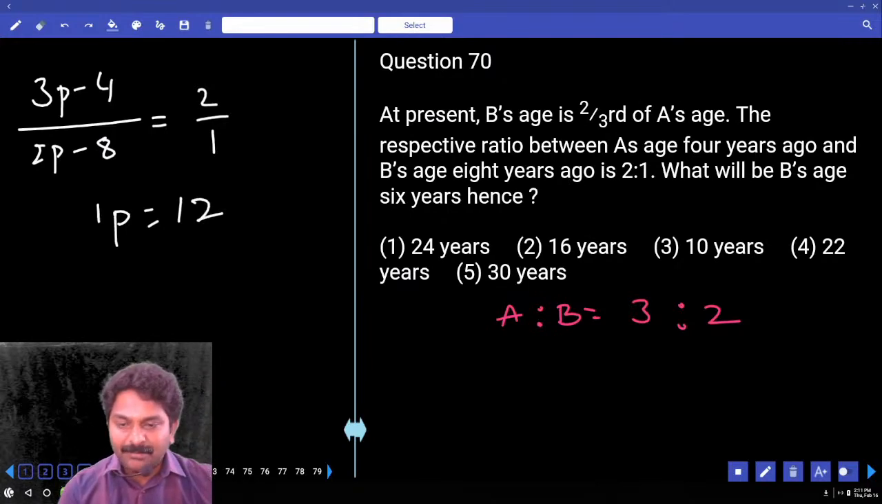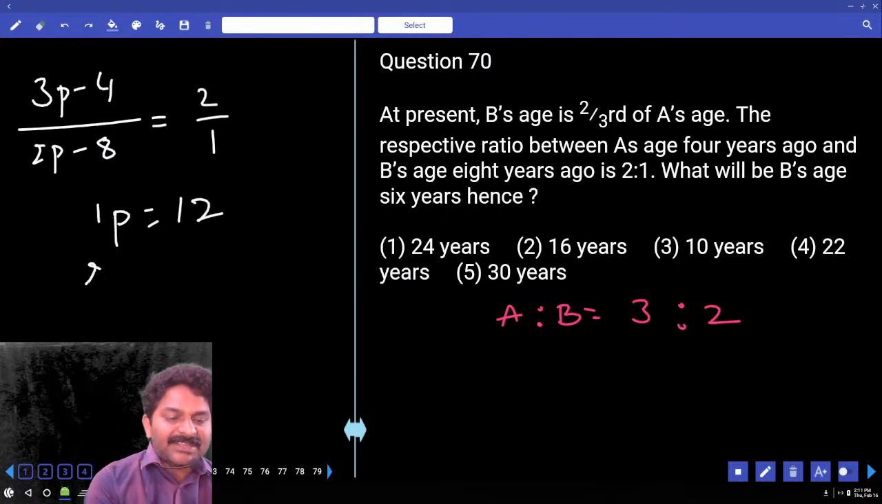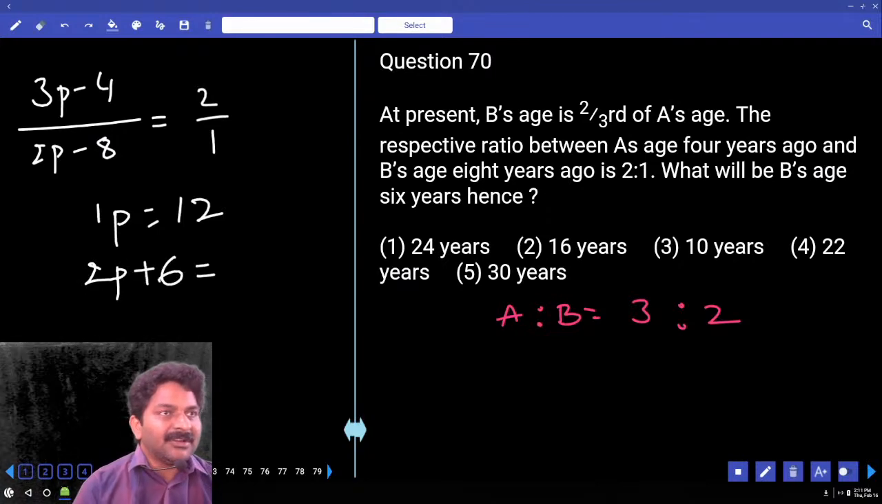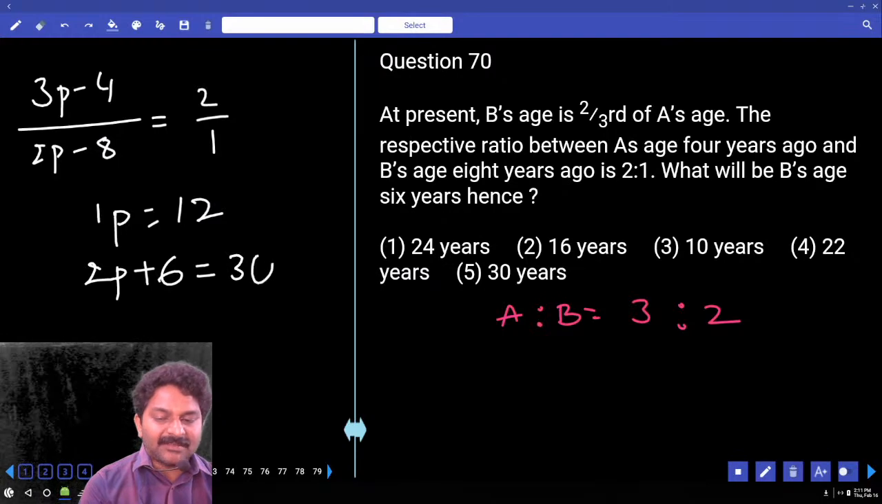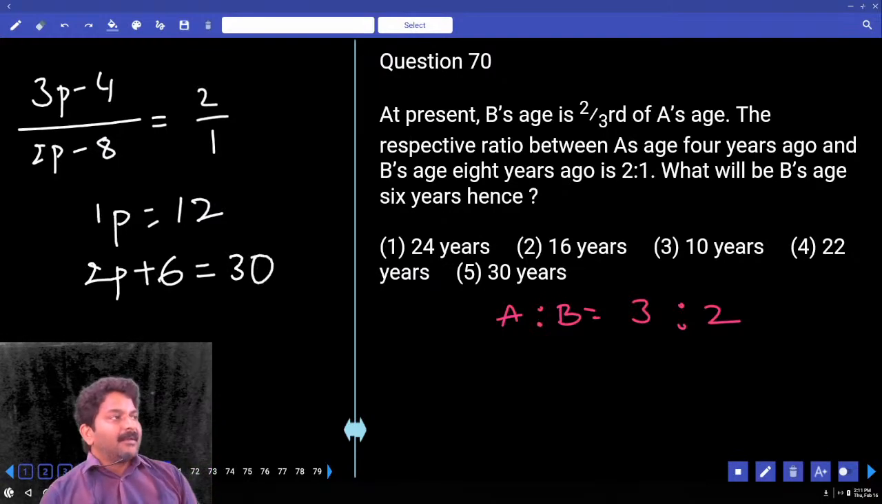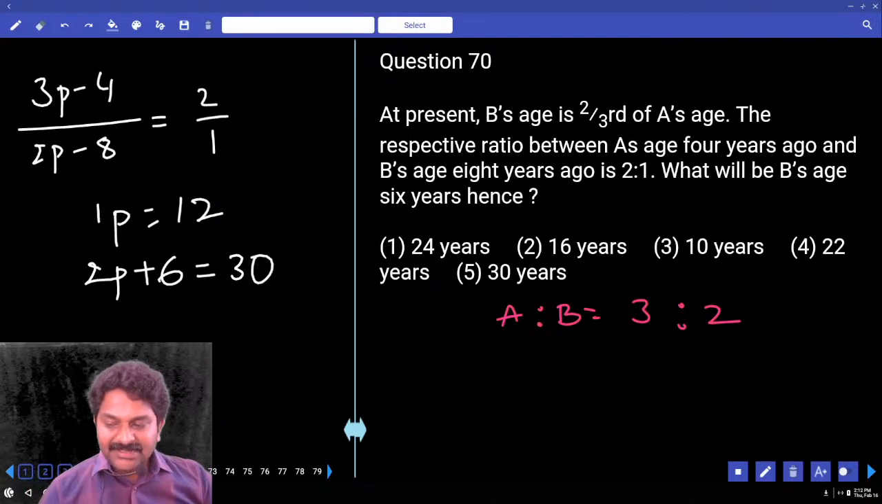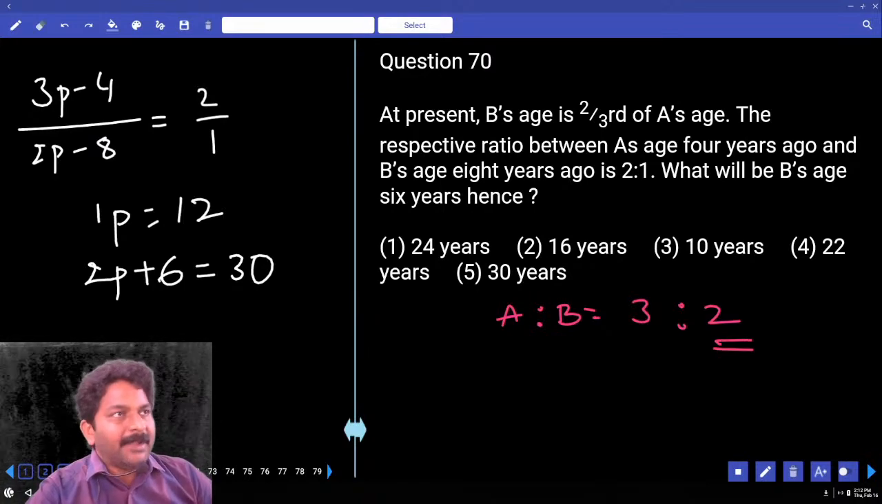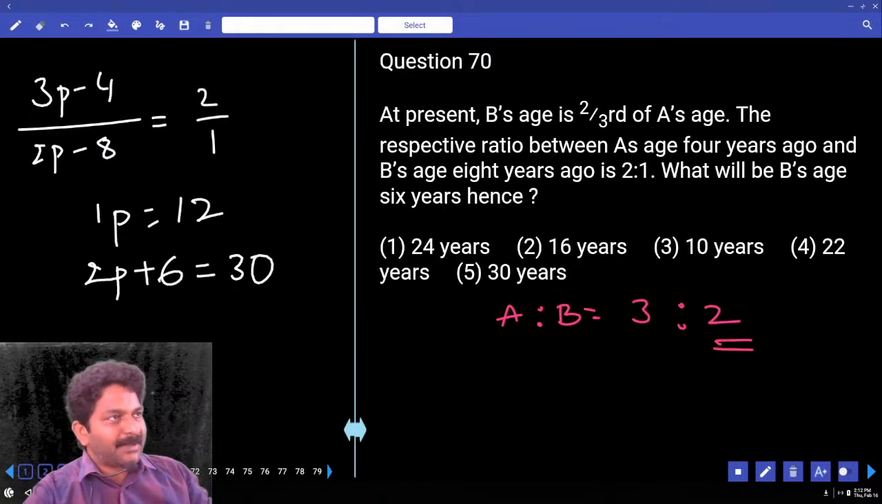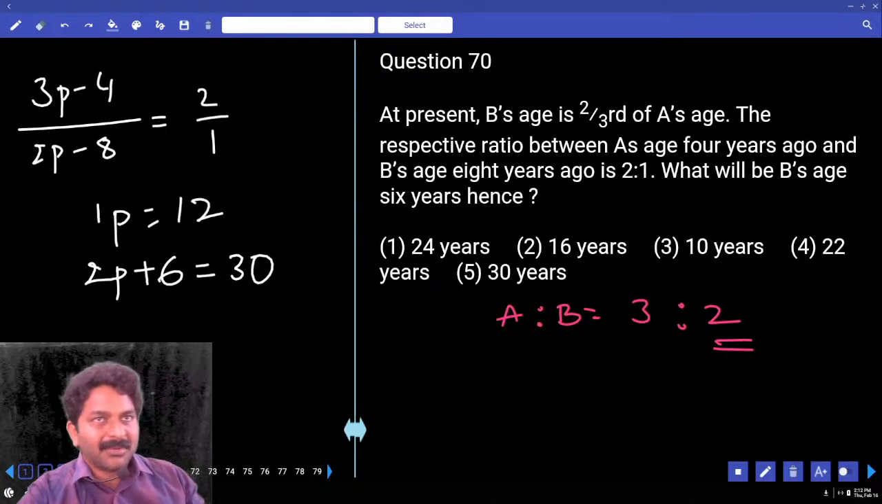The question is about B's age 6 years hence. The present age of B is 2 parts. 6 years hence it will be plus 6. 12 into 2 is 24, plus 6 is 30. As I said, it is an even number. B's present age is 2 parts, a multiple of 2, and after 6 years, plus 6, it is an even number. More than that, we cannot decide anything.